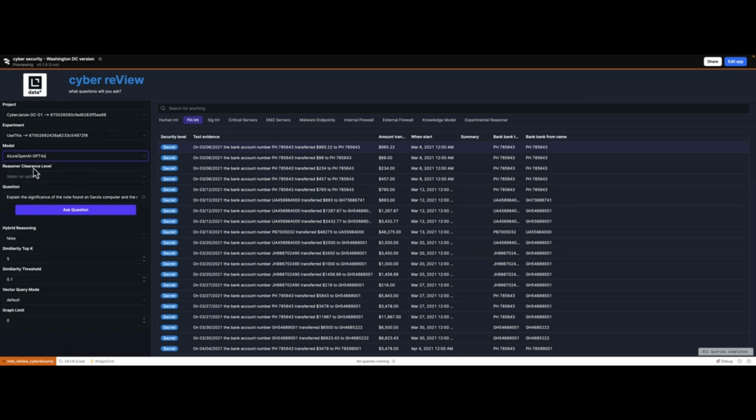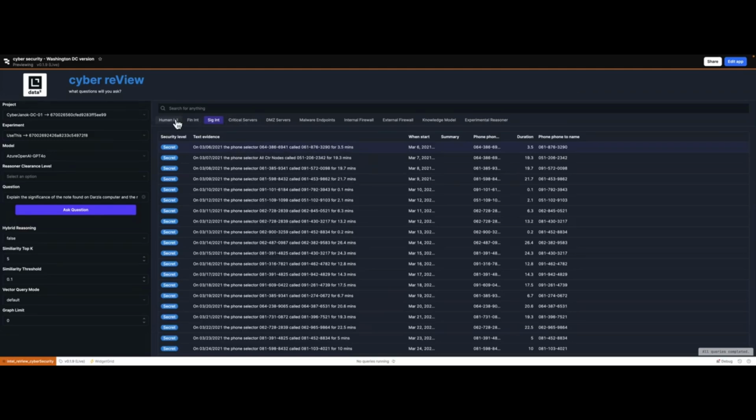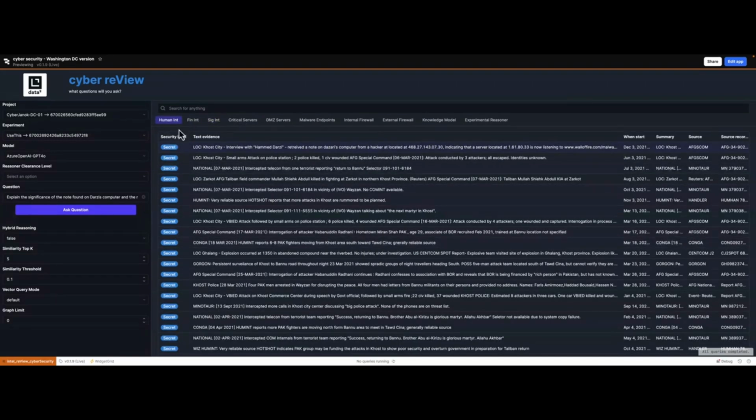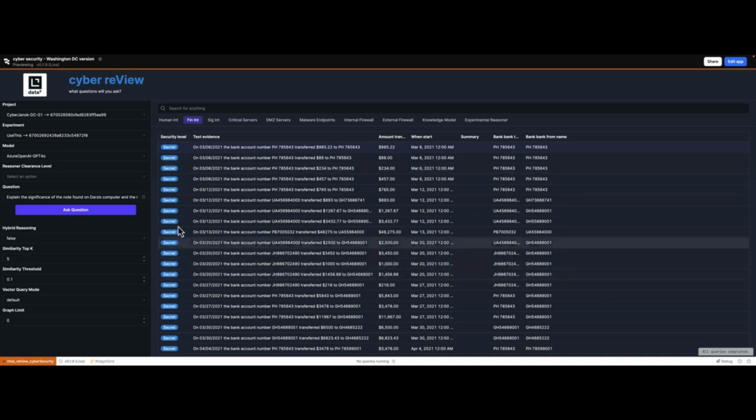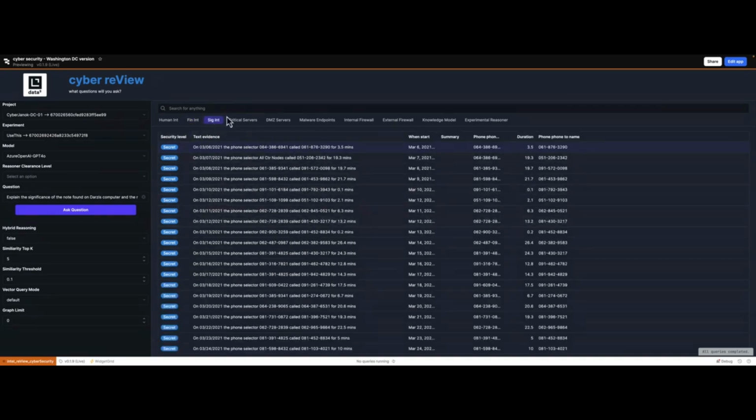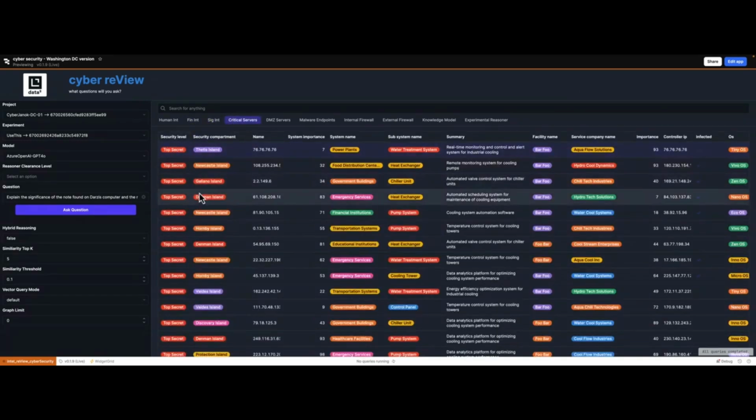The next bit is selecting the reasoner clearance level. And I'll show you what that means at the data side maybe. If I click on these different sections here, this is human intelligence and it's all security level secret. Financial intelligence is secret level. Signals intelligence is secret level. The critical servers, this is a bit different. So these are top secret servers. So when I'm reasoning, I want to be able to set my reasoner's clearance level to know how much information I can expose to the AI by filtering it against these different filters that we have.